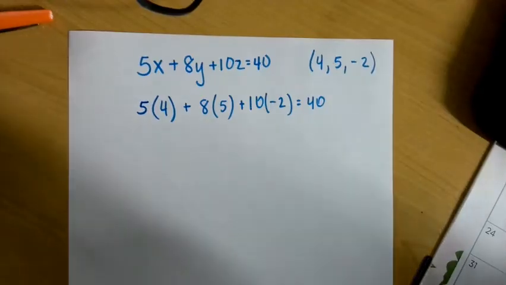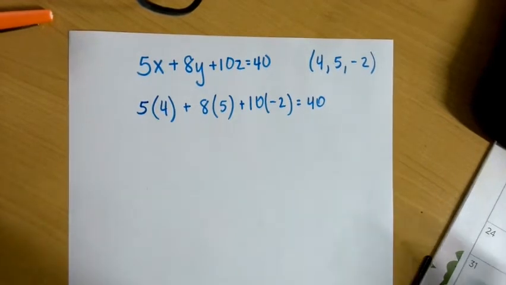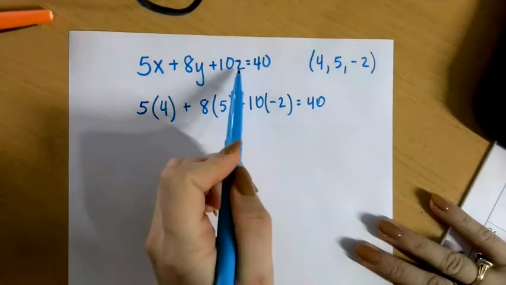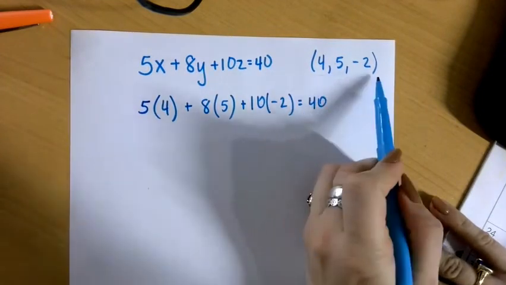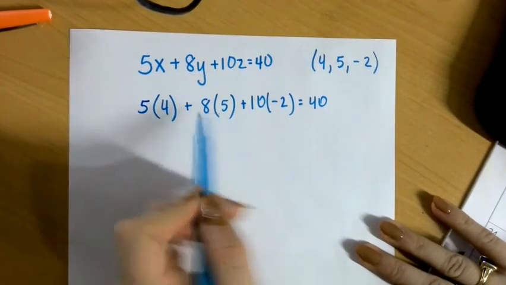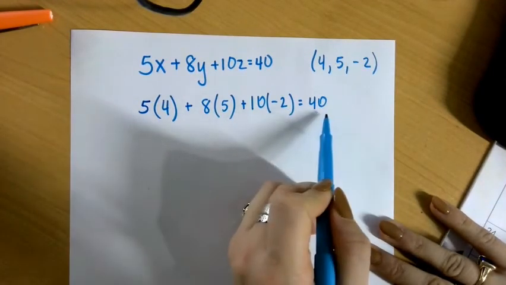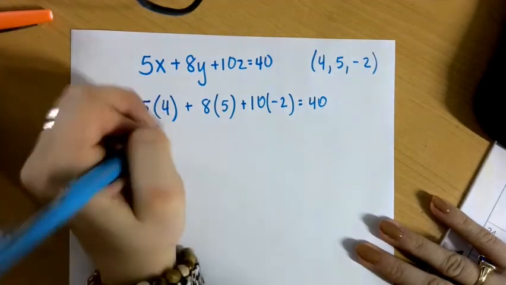To check to see if an ordered pair is a solution algebraically, we replace our x, y, and z variables with their values. So I did that here. 4 was my x, 5 was my y, -2 was my z. Now I'm going to solve this out and see if it makes my equation true.